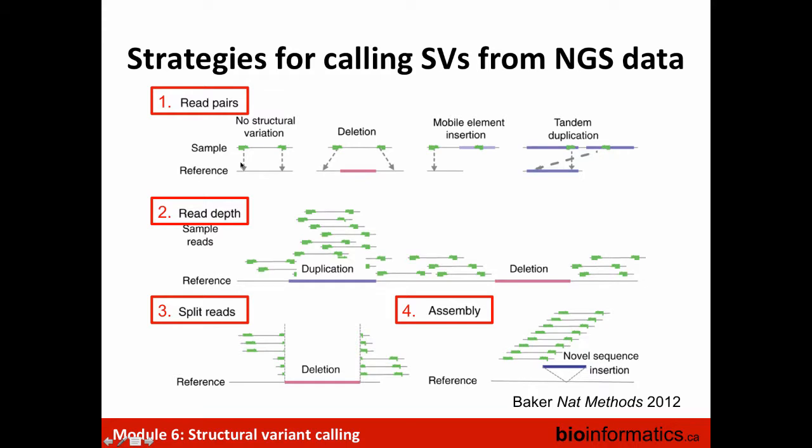So a lot of the reads are read as a pair, and from how the two ends of the read map, we'll be able to detect structural variants. So I'll go over that. So that's one strategy. Another strategy is to use this concept of read depth.